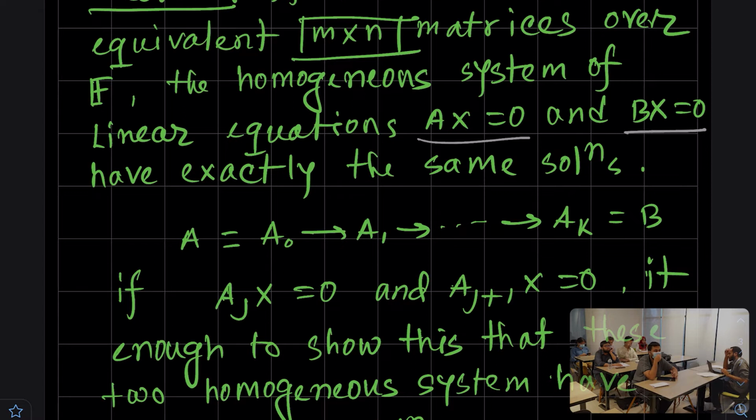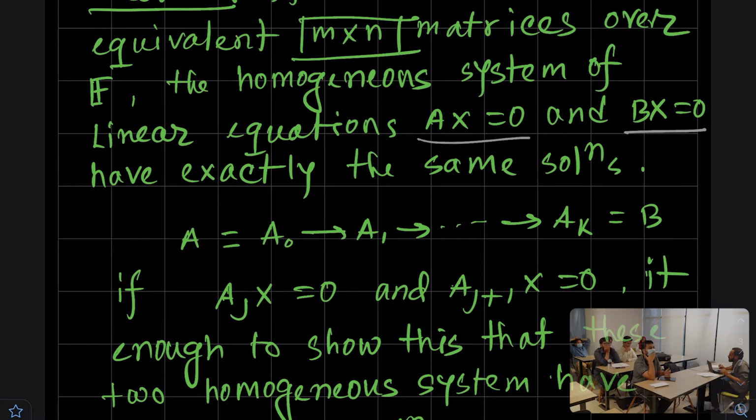Exactly. Same solution. But while proving this, we are also saying that Ax equals 0 and Bx equals 0 are equivalent systems. Yeah, of course. And equivalent systems have exactly the same solutions, from the previous lecture. There's a theorem that equivalent systems have exactly the same solutions. We're using two theorems to prove this theorem.